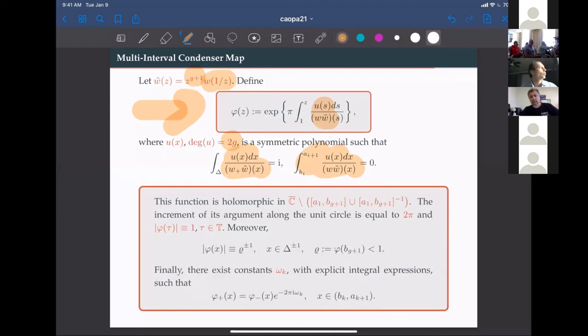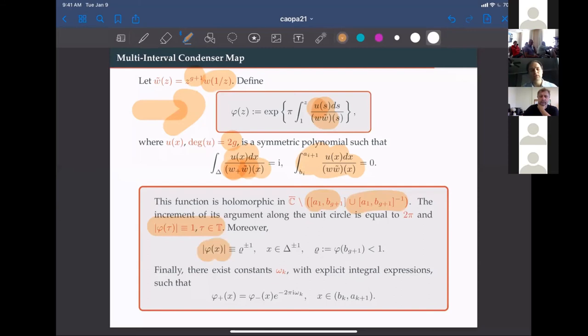And I gave you Lie potential theory: U divided by W plus W tilde is the equilibrium distribution of the plate delta with respect to the condenser delta in the unit circle. So what is this function? It's holomorphic outside of the condenser delta and its reciprocal. It has unimodular values on the unit circle. It has an increment of the argument of 2 pi.